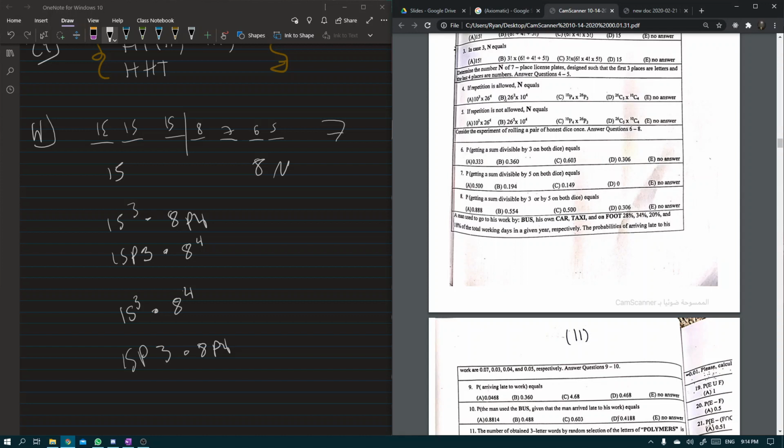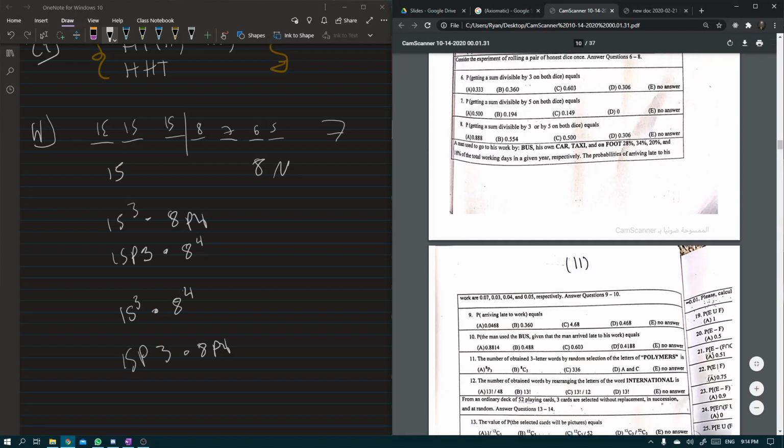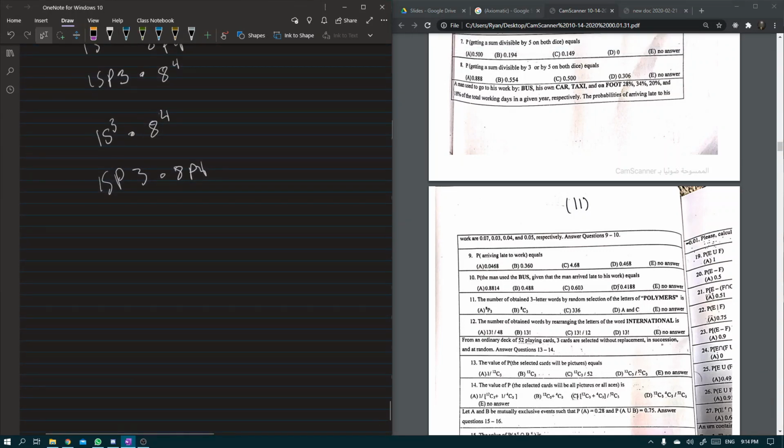Okay, so this is easy. Okay, let's solve 9, 12.